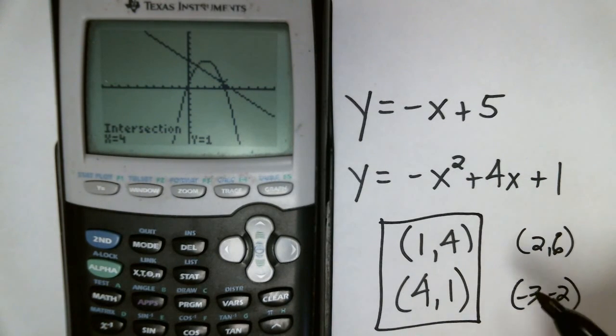Okay, so those are my 2 solutions. Solution number 1 is 1, 4. My second intersection is 4, 1.